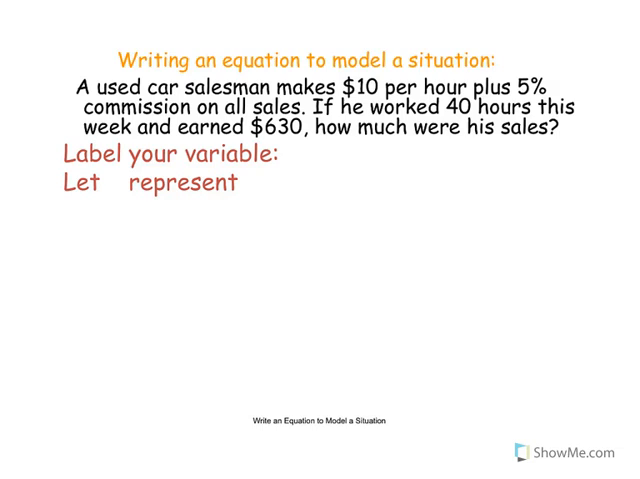So this person worked 40 hours and earned $630. So a lot of different stuff here. Nothing that's too difficult, but there's obviously a lot more numbers than we've seen before. How much were his sales? All right, let X represent the amount of sales, and that's the amount of sales, obviously, in dollars.